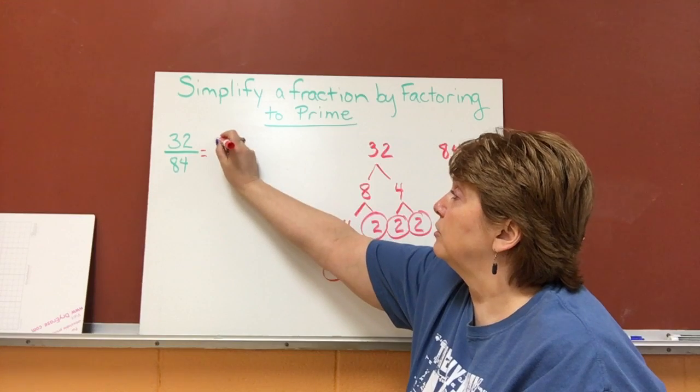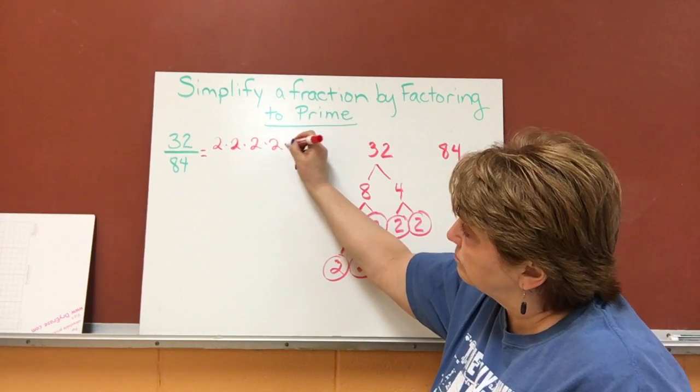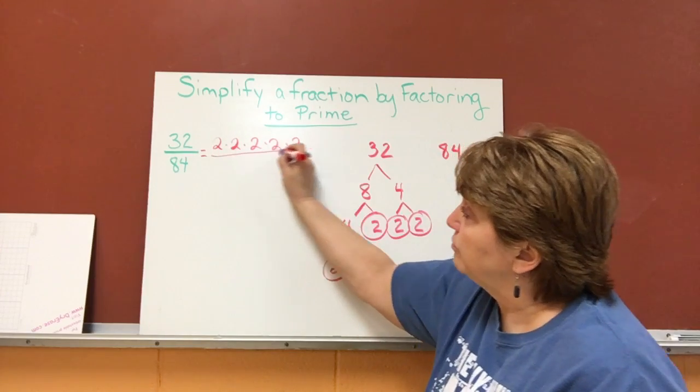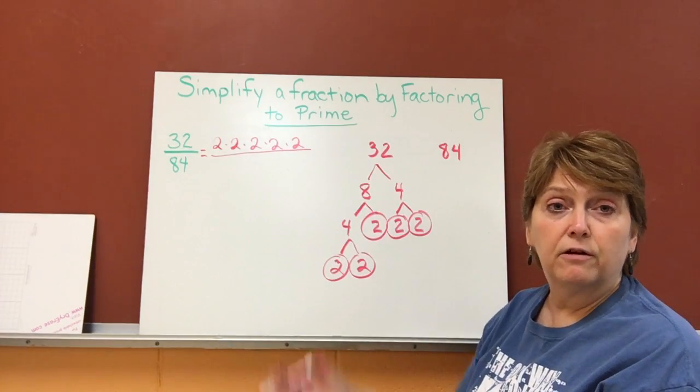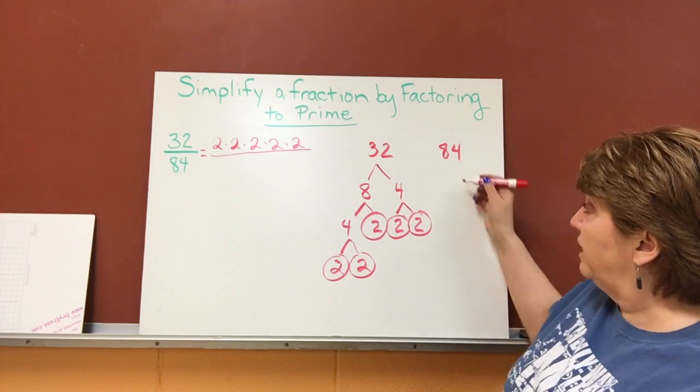I'm just going to write it out totally. 2 times 2 times 2 times 2 times 2. Because we're going to use what's in the numerator and the denominator and then simplify it by crossing out what's in common. So here we have 84.